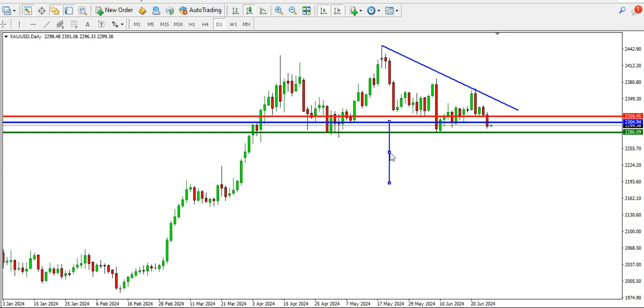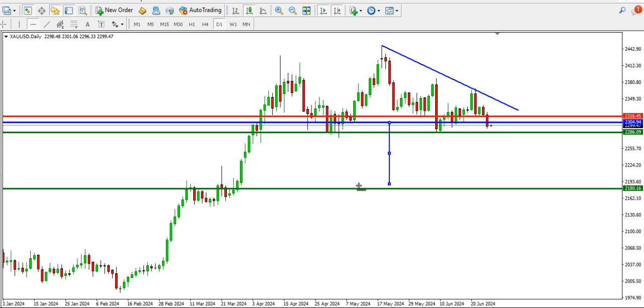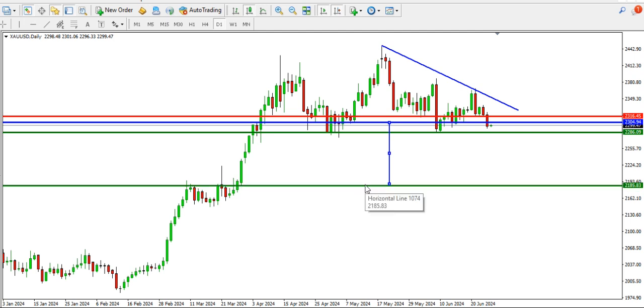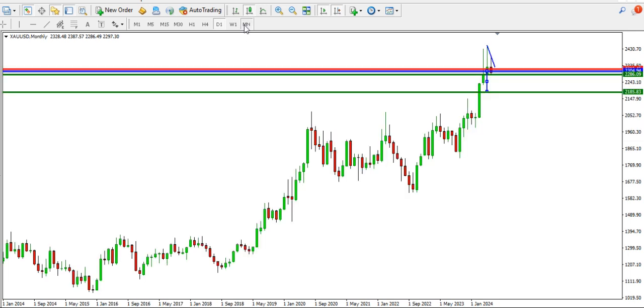We might be seeing a drop as low as this particular order block around here, so as low as 2185. That might not happen today, but price in the next couple of weeks might react to the price action pattern we are seeing on the screen, and drop to this level, 2185 possibly. That's that for the daily time frame. Let's look at what we have on the monthly time frame.